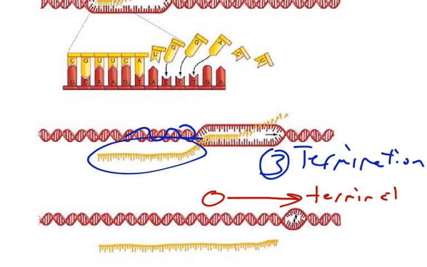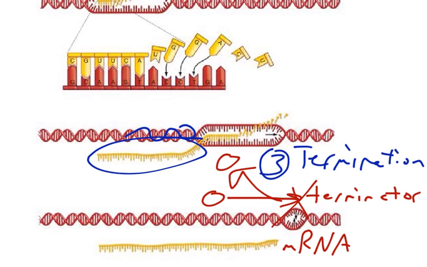Terminator, again, it's not Arnold, but it does have to do with stopping. When it reaches the terminator site, it is going to tell the RNA polymerase to stop and to detach. Okay, so the terminator site is a sequence of DNA that says, hey, this strand is done, you've coded the protein, leave. So the RNA polymerase will detach, and we will have made our mRNA molecule.